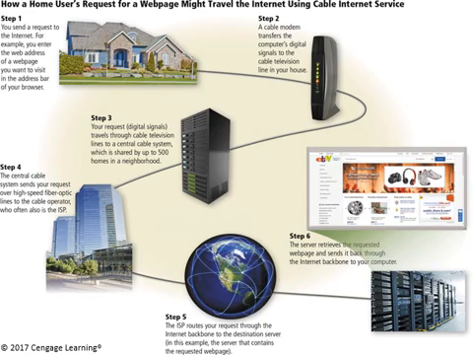Then as step number four, the central cable system sends your request over high-speed fiber optics to the cable operator, who often also is the ISP, meaning internet service provider. Then comes the highway. Then comes this fifth step. The ISP routes your request through the internet backbone to the destination server, in this example, the server that contains the requested web page.